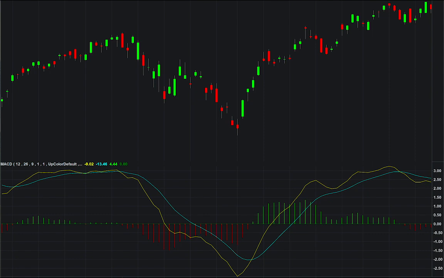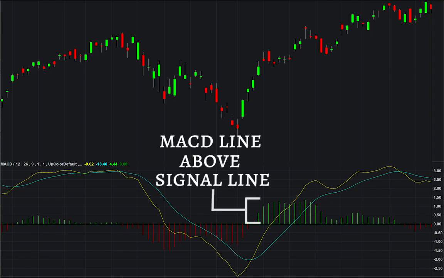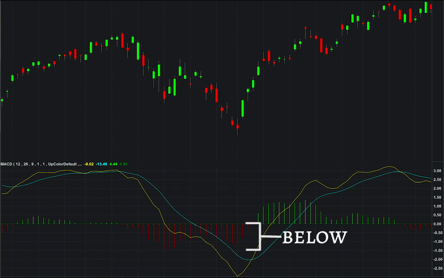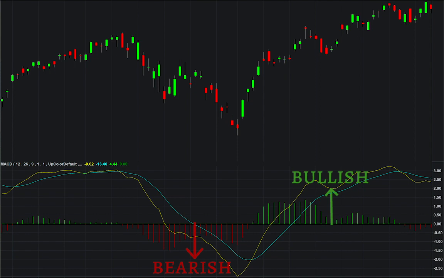The histogram value is positive when the MACD line is above the signal line. If the MACD line is below the signal line, the histogram value is negative. In other words, high histogram values represent strong bullish momentum and low histogram values represent strong bearish momentum.